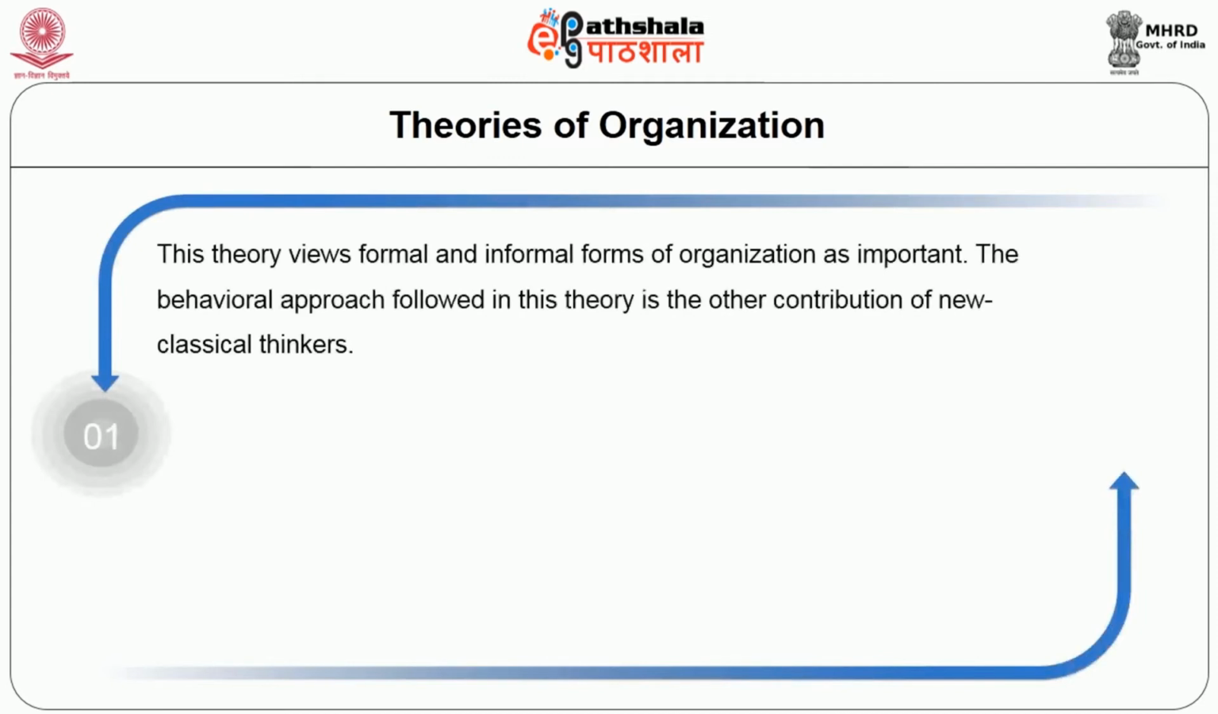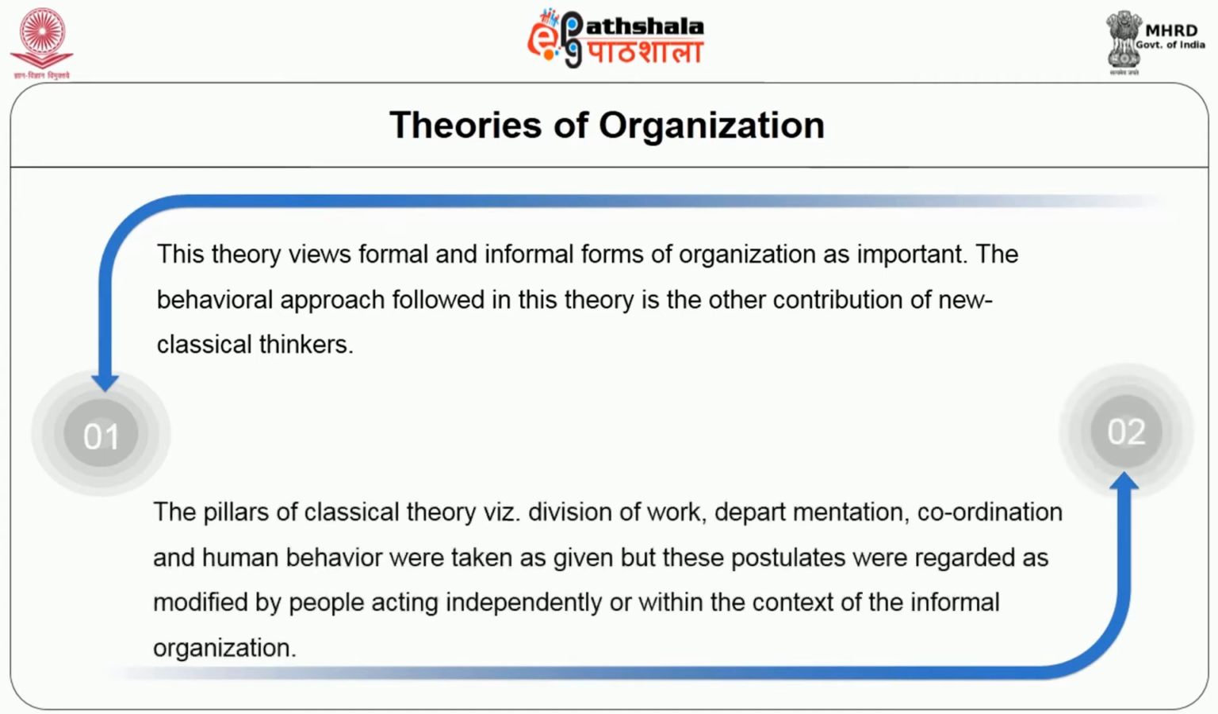This theory views formal and informal forms of the organization as important. The behavioral approach follows in this theory. In the other contribution to neo-classical thinkers, the pillars of classical theory, division of work, departmentation, coordination and human behavior, were taken as given, but these postulates were regarded as modified by people acting independently or within the context of the informal organization.